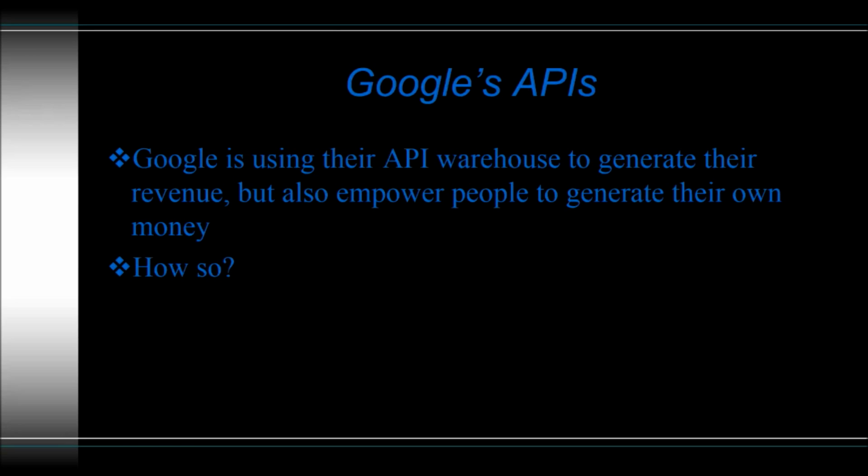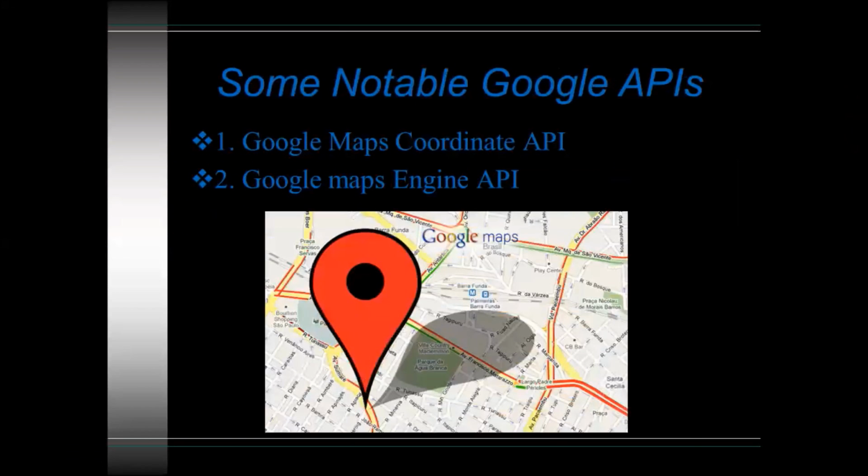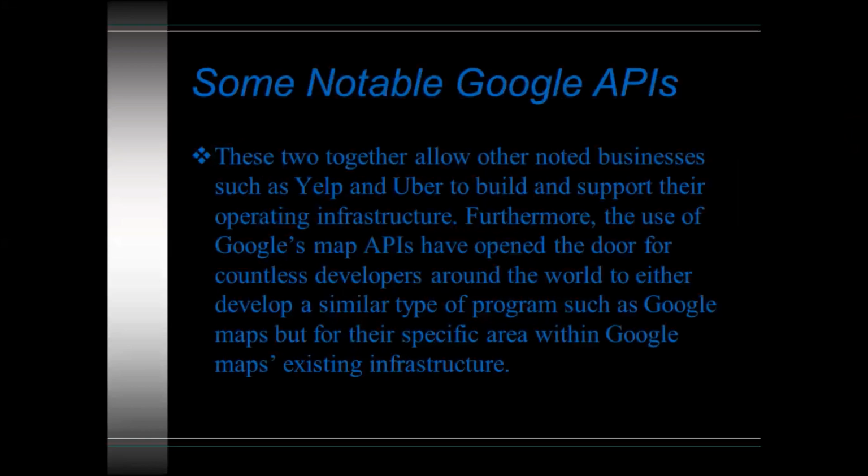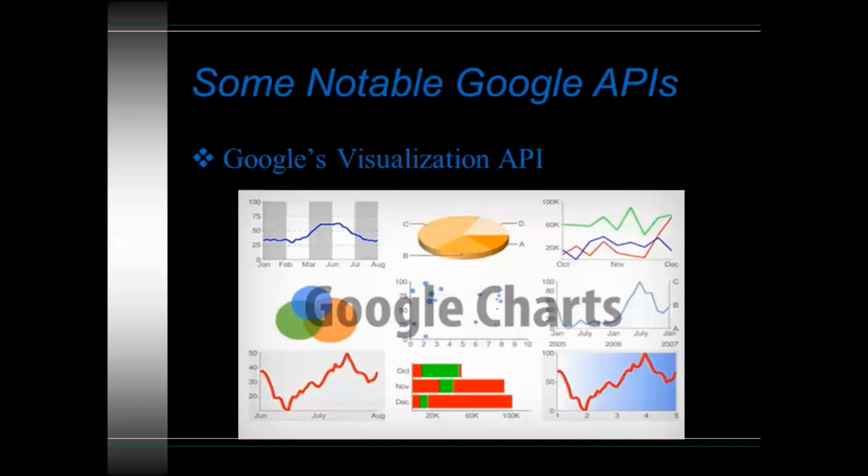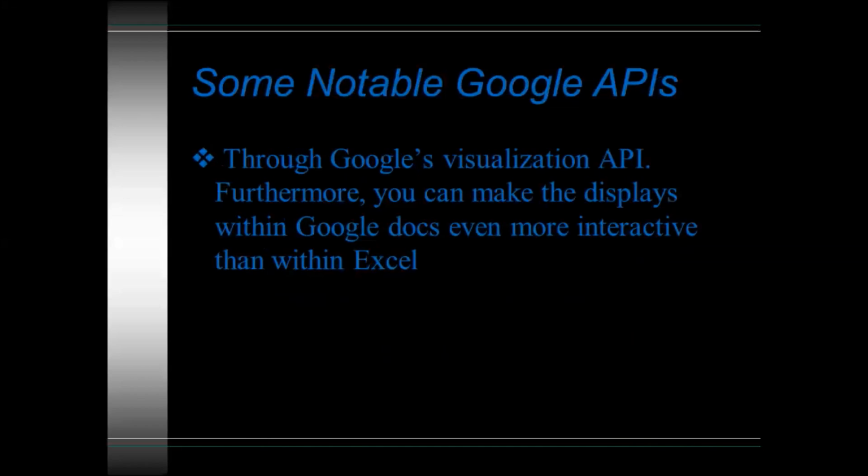Thanks for listening. Now we're going to take a look at 3 of Google's specific APIs. The first 2 are largely popular and probably used by all of us here, and that's the Google Maps Coordinate and Google Maps Engine APIs. Together, Google Maps Coordinate and Engine APIs allow businesses and apps such as Yelp and Uber to build and support their IT infrastructure, which in turn allows us to enjoy their services. The third is Google's Visualization API. This API allows us to use programs like Google Docs and also allows charts and other visualization tools within Google Docs to be user interactive, even more so than Excel.